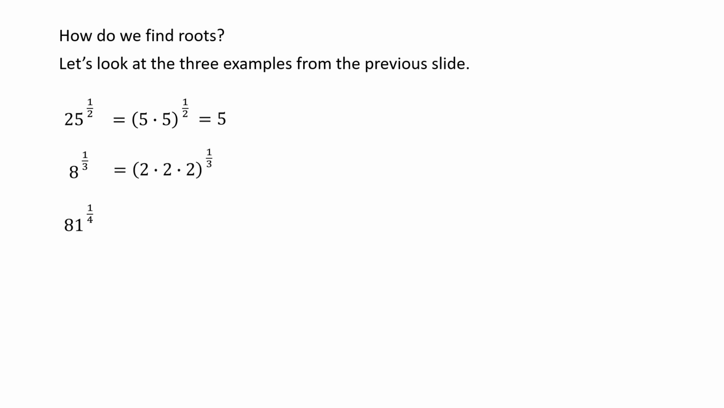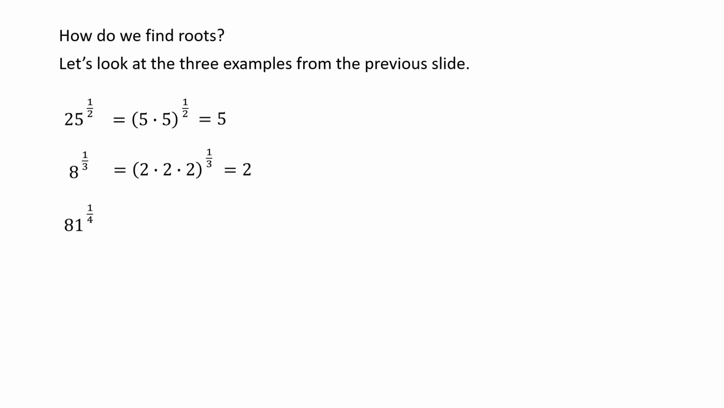8 to the 1/3, well, 8 is 2 times 2 times 2. And the exponent says I want one of those 3 equal factors. Notice I didn't do 4 times 2 for 8. 4 times 2, that only gives me 2 factors, and they're not the same number. I needed 2 times 2 times 2 because I needed 3 factors. That's what the 3 in the denominator is telling me. And they had to be identical.